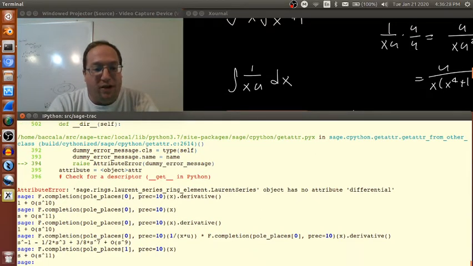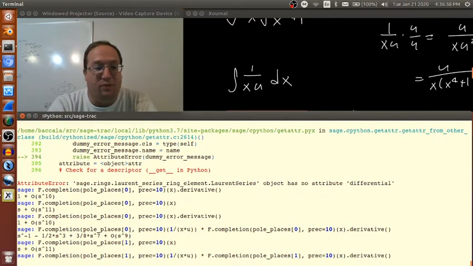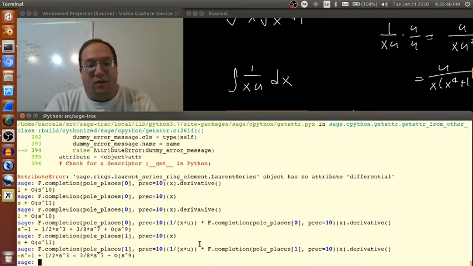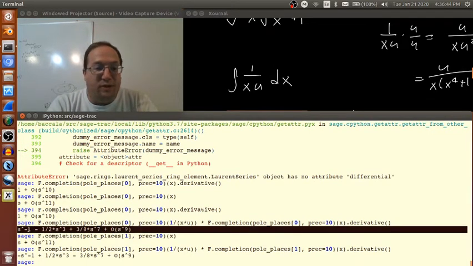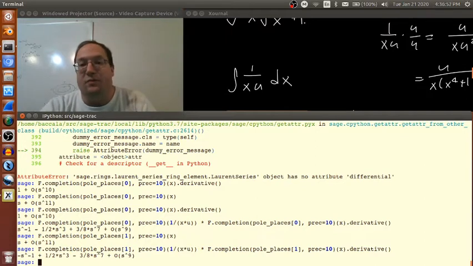So what do we got here? We have F completion at pole place 0, and now let's look at it at pole place 1. At the first pole place, our series expansion is in s to the negative 1, and at the other one it's in s to the 1.